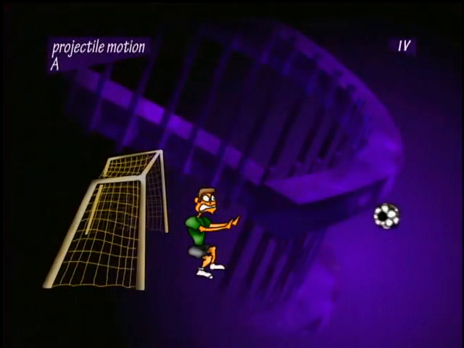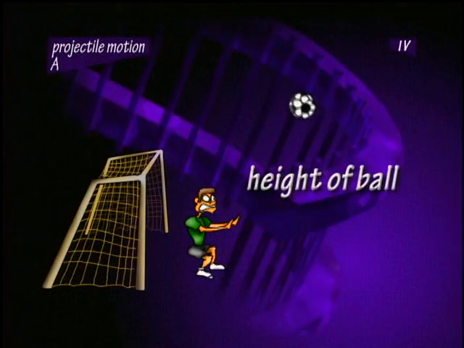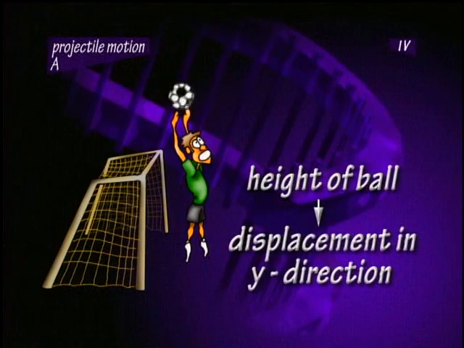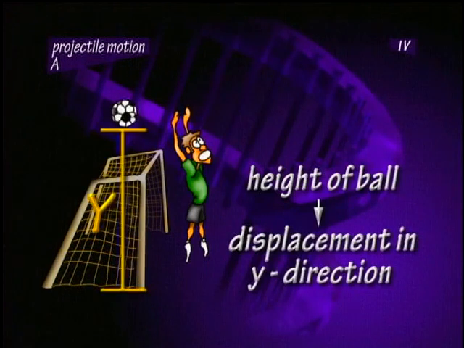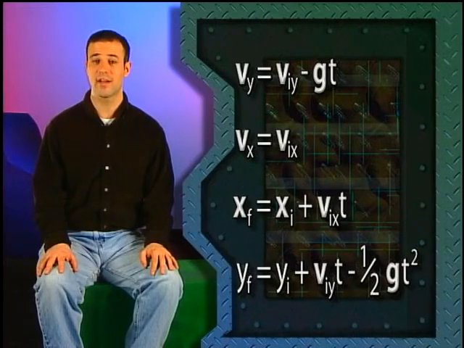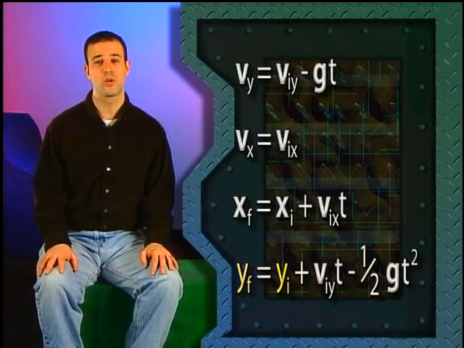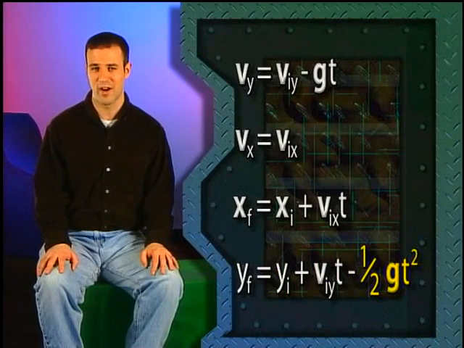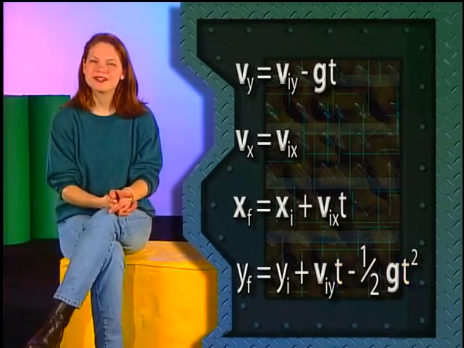With these numbers in place, we can find the height of the ball when it reaches the goal, which in our problem is the displacement in the y direction. So out of the 4 equations we've got for projectile motion, only one has y in it. That's y sub f equals y sub i plus v sub iy times t minus 1/2 gt squared. I know we don't have the time of the ball's flight, t, but we can figure that out. Here's how we do that.